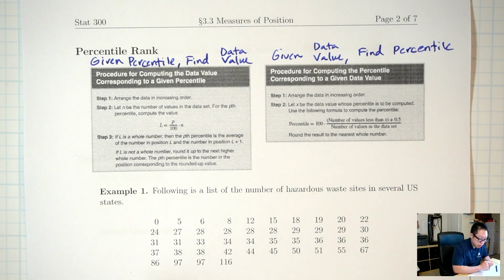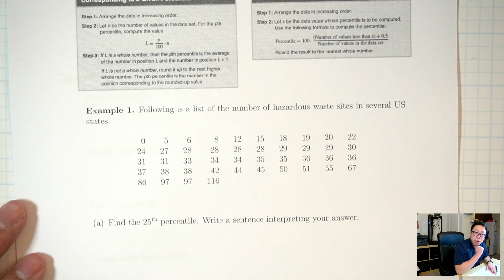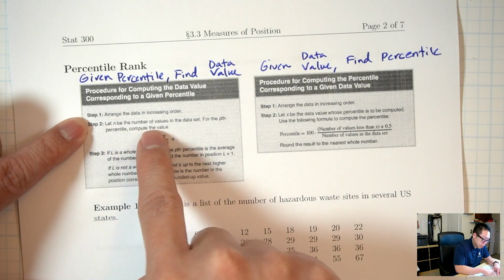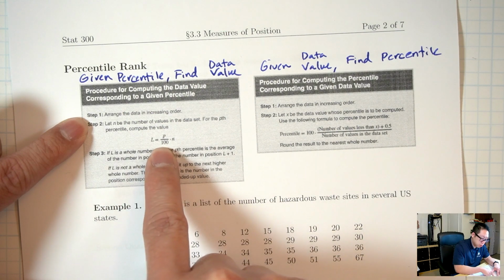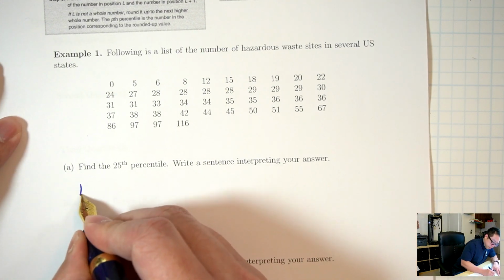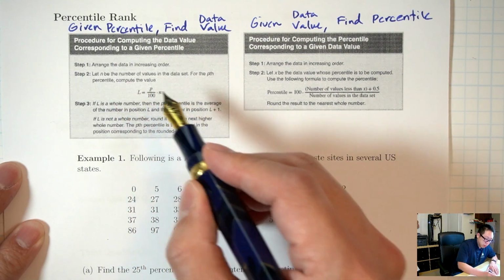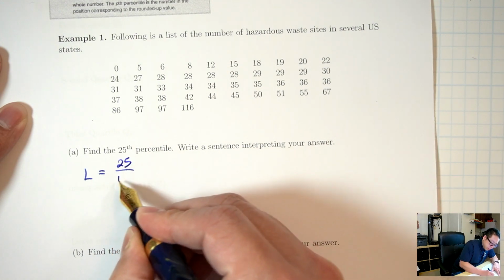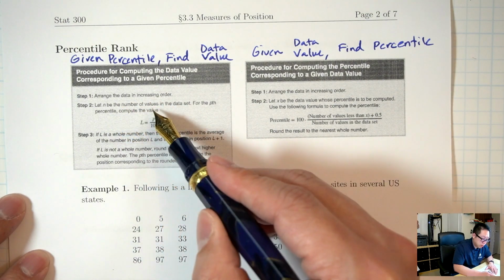So left box says step 1, arrange the data in increasing order. If I look at my data, it's already in increasing order, so we're good there. So step 1 is done. Step 2, let n be the number of data values in the data set. For the p percentile, compute the value L equals this. So let's compute that. So we're going to go L equals, it's p over 100. P is the p percentile. In our case, it's the 25th percentile. So it's going to be 25 over 100 times n. N is the number of values in the data set.